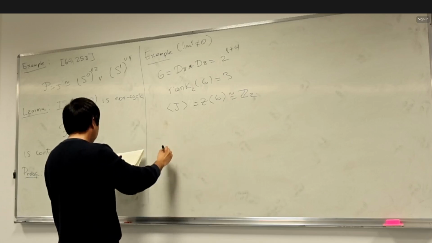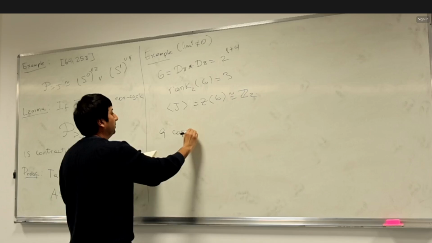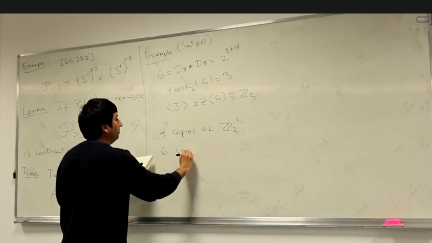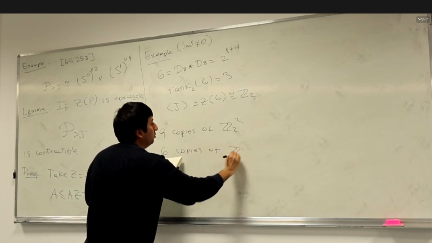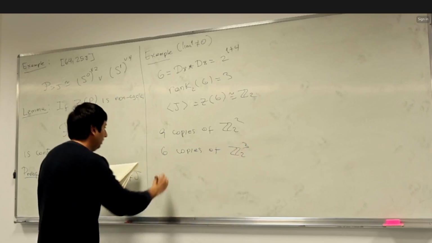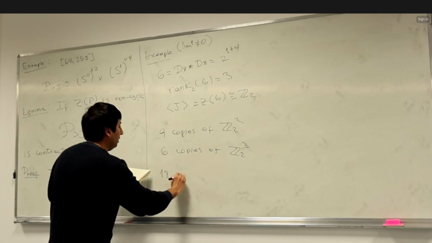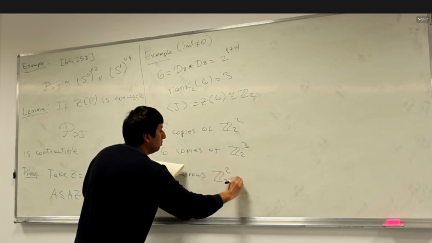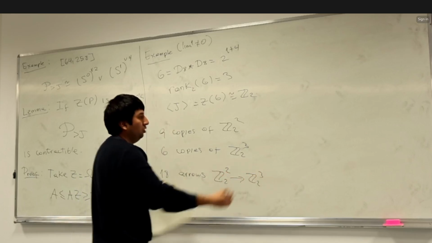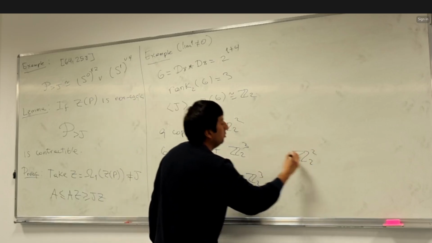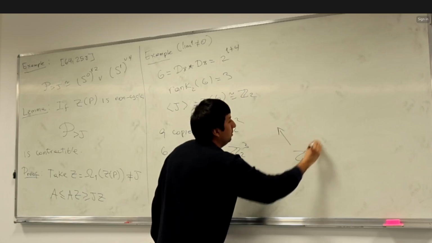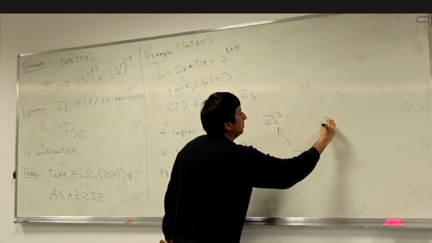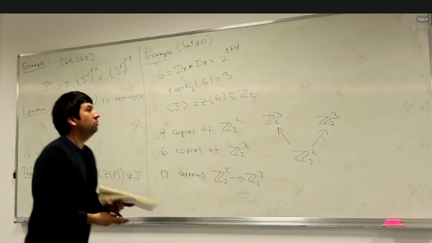In this poset are 9 copies of Z mod 2 square, 6 copies of Z mod 2 to the cube, and 18 inclusions, arrows. Because for each copy of Z mod 2 to the cube, there are two arrows, yes.